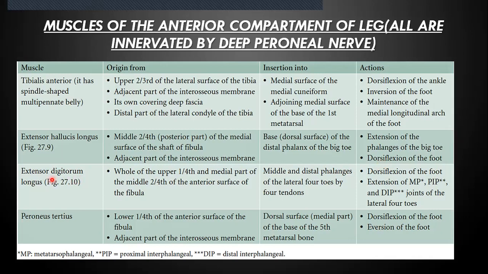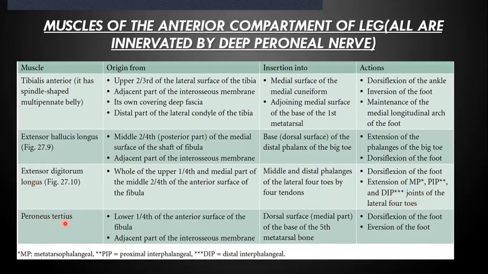Then we have the extensor digitorum longus, which originates from the whole of the upper quarter of the medial part of the middle two thirds of the anterior surface of the fibula and inserts into the middle and distal phalanges of the lateral 4 toes by 4 tendons. It usually dorsiflexes the foot. It will extend the metatarsophalangeal joint, proximal interphalangeal and distal interphalangeal joints of the lateral 4 toes. So those are the actions of extensor digitorum longus.